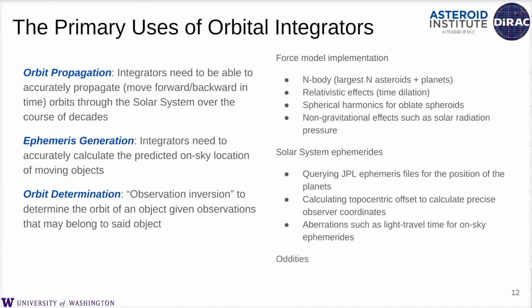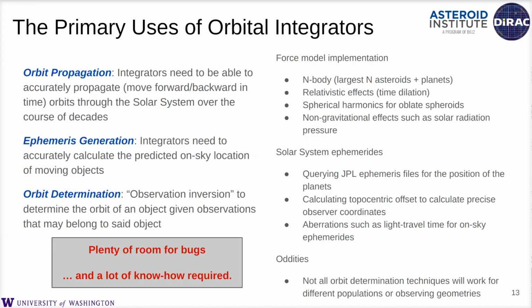And then lastly, there are also these weird oddities, and Sarah already mentioned some of this, but basically not all orbit determination techniques work equally well for all populations of solar system objects. It is also true that not all orbit determination techniques work for your different observing cadences and your observing constraints. So you have to take all these different things into account when you're testing and building these kinds of packages. And the impression I want to leave you with here is that all of this leaves room for many bugs to be implemented, accidentally or otherwise.